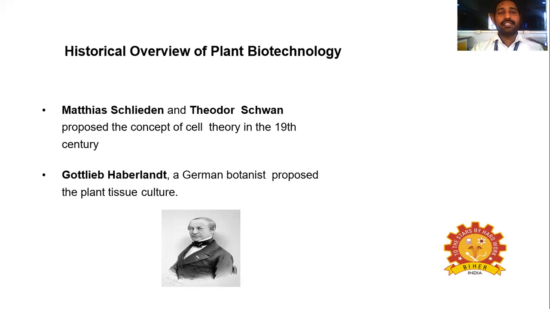And next one, we have the historical overview of plant biotechnology. Here we have Matthias Schleiden and Theodor Schwann. These are the two scientists who worked on the concept of cell theory in the 19th century. And we have the father of plant biotechnology, Gottlieb Haberlandt. He is the one who brought a lot of techniques into plant biotechnology and plant tissue culture. He is basically a German botanist and proposed plant tissue culture.